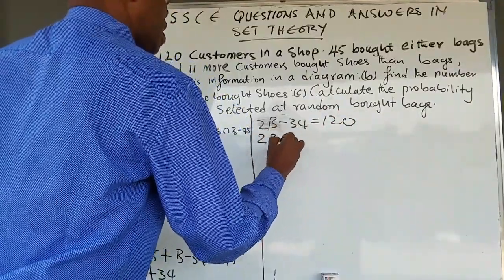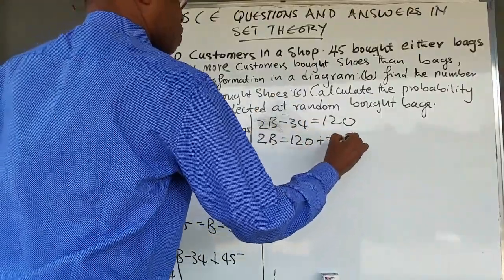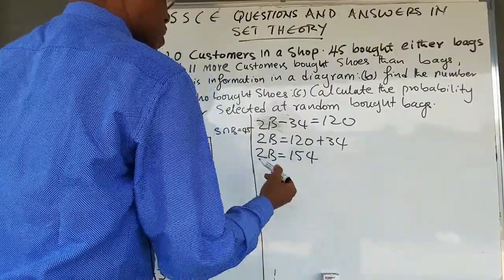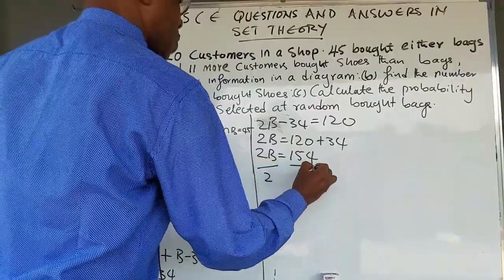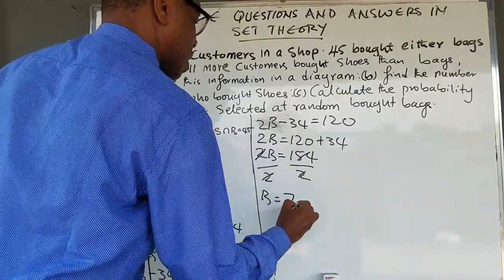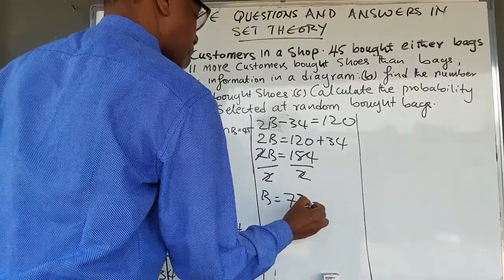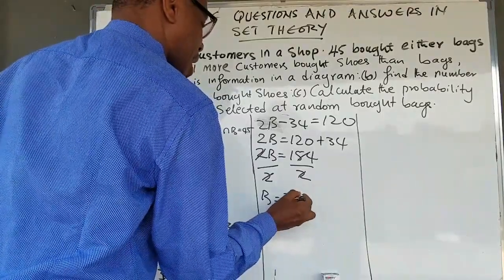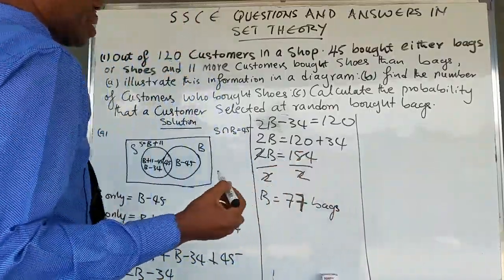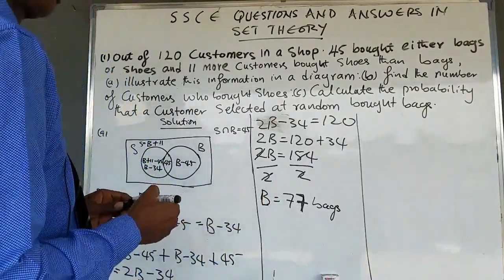Then only 2B is equal to 120. This crossing over becomes plus 34. So we have that 2B is now equal to 154. Now how do I get B? Divide both sides by the coefficient of B, which is 2. And that will give us exactly that B is equal to 77. So that means we have 77 bags involved in this matter. 77 bags.